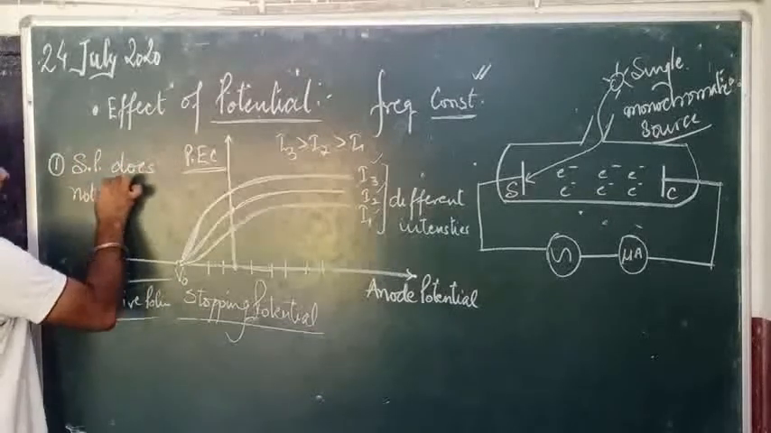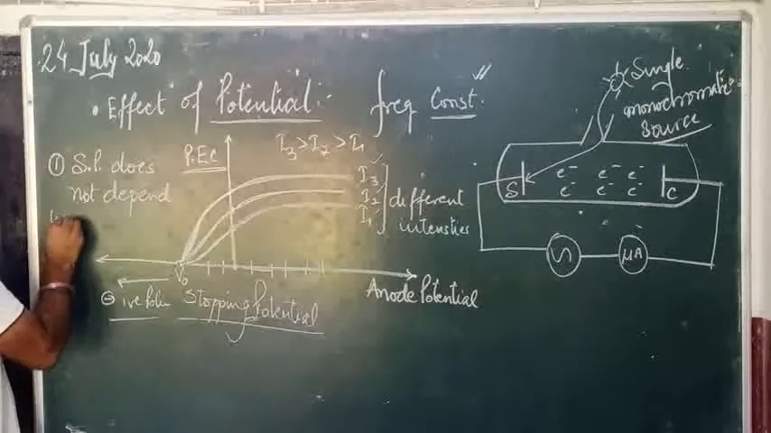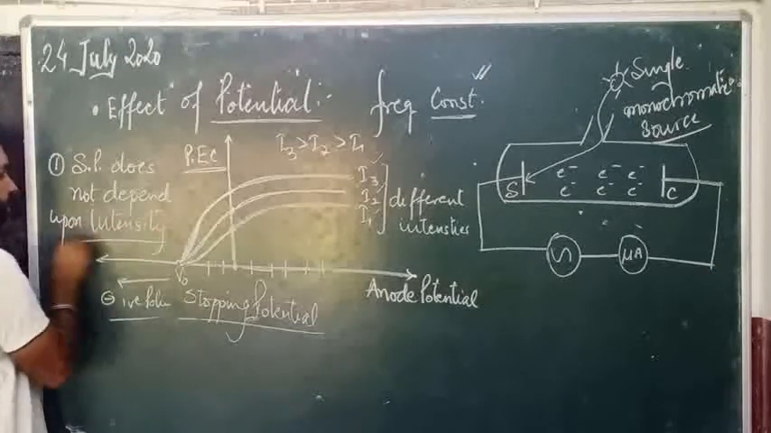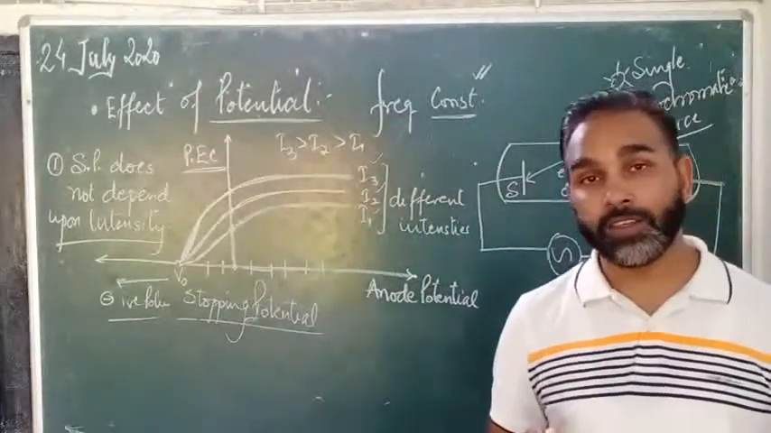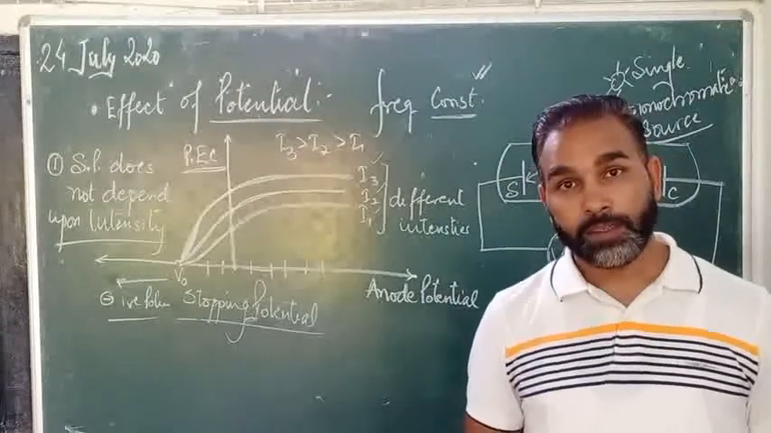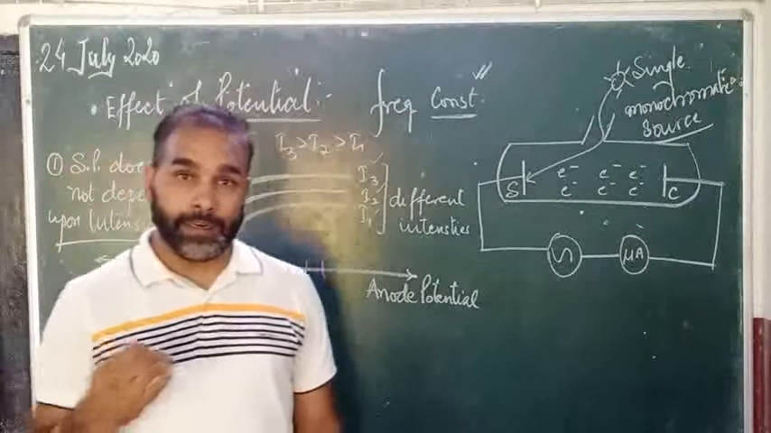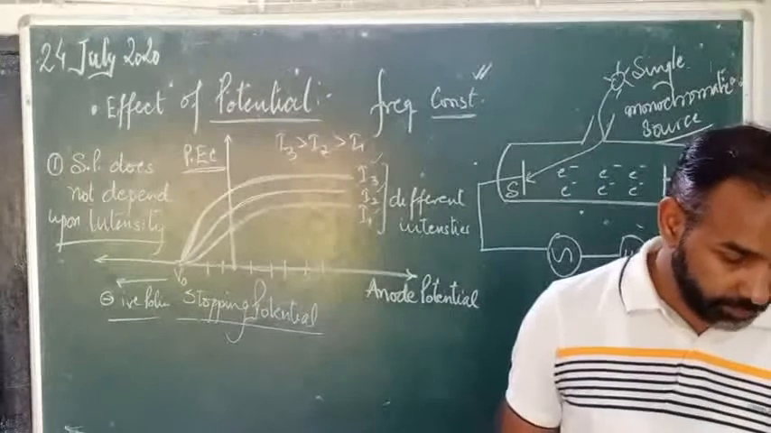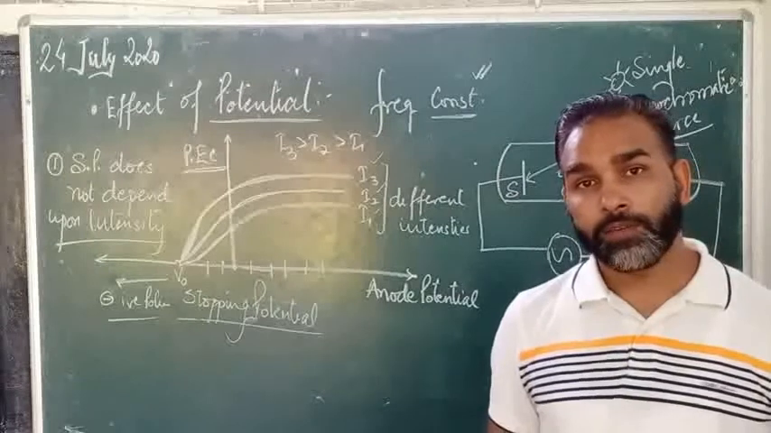stopping potential does not depend upon intensity. Stopping potential does not depend upon intensity of light. It depends upon the frequency of light. That means frequency and stopping potential are interrelated. Later we will discuss how they are interrelated, and how the photoelectric current and stopping potential depend upon the frequency.